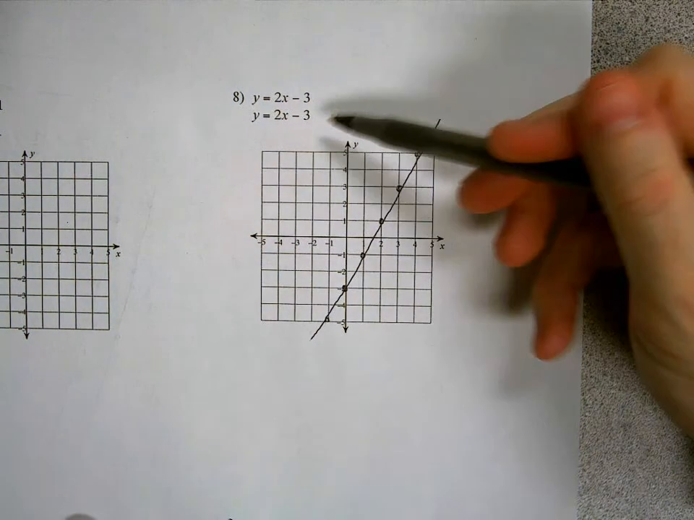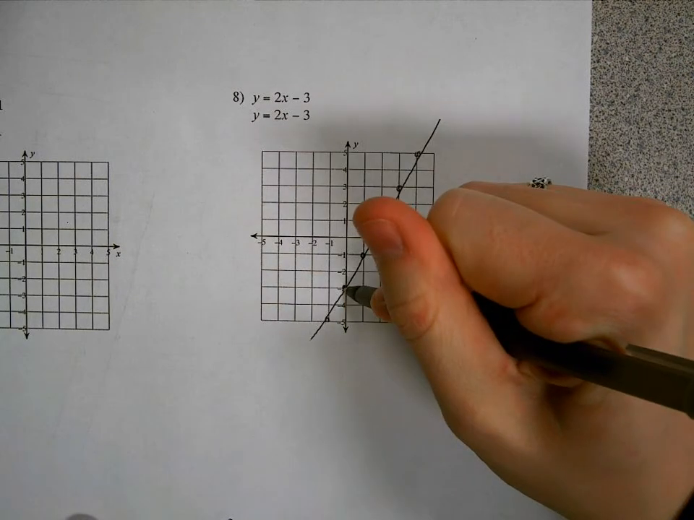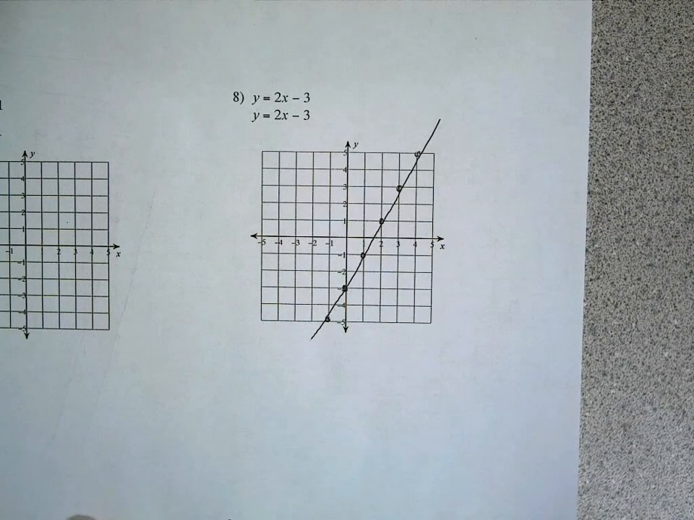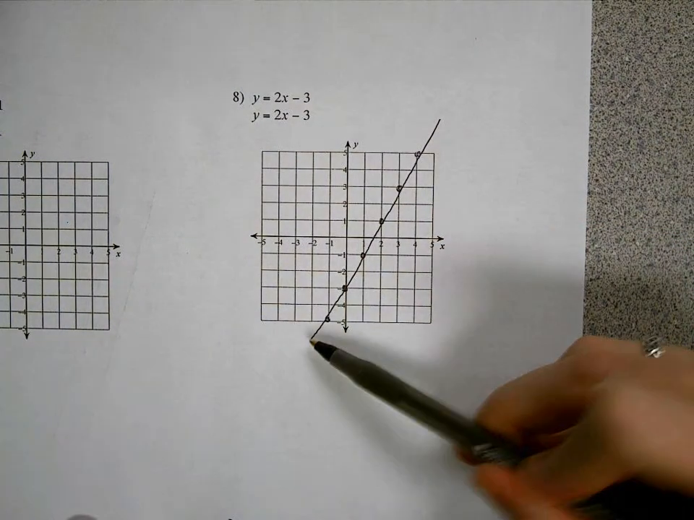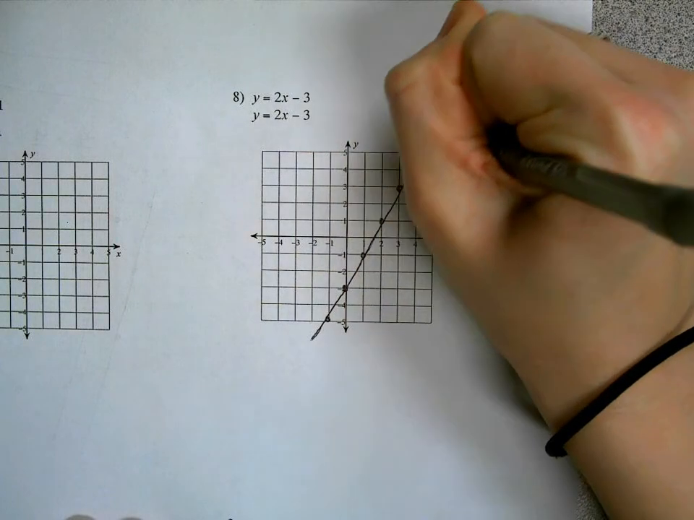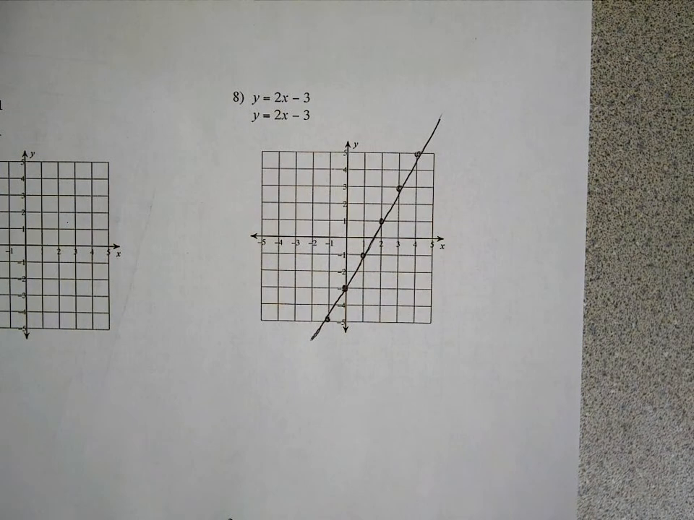But my second line is going to be exactly the same. So here we have our -3 for the y-intercept. We go up 2 over 1, up 2 over 1, down 2 over 1. So if I was going to draw my second line, I would just draw it right on top of the first line. And since they're right on top of each other, it only looks like I drew one line.